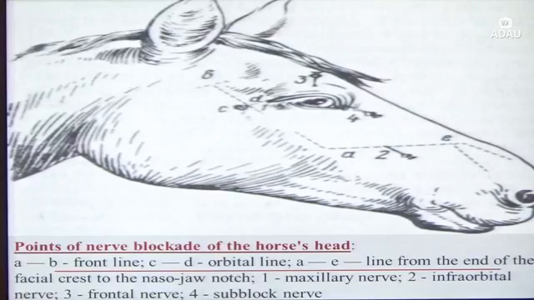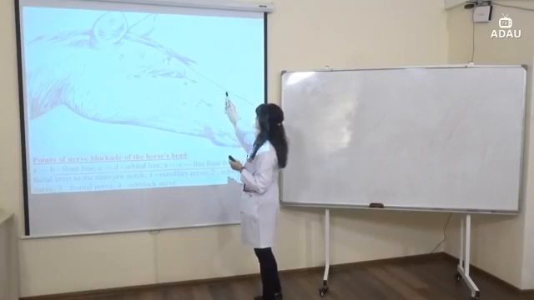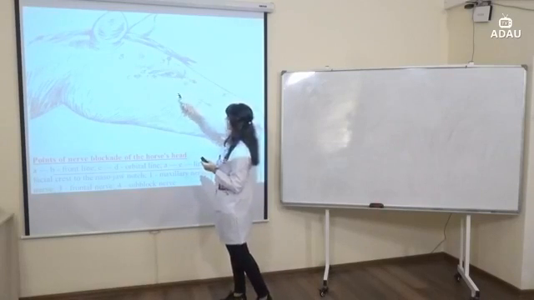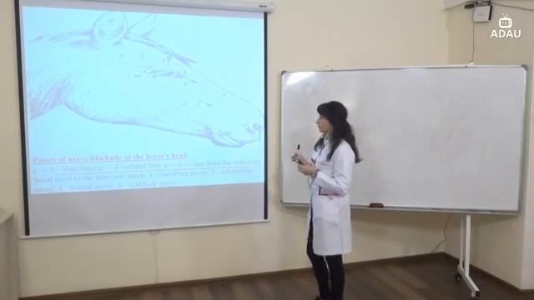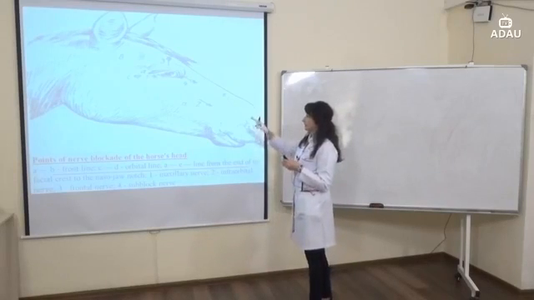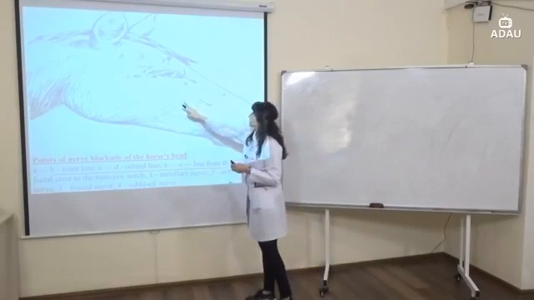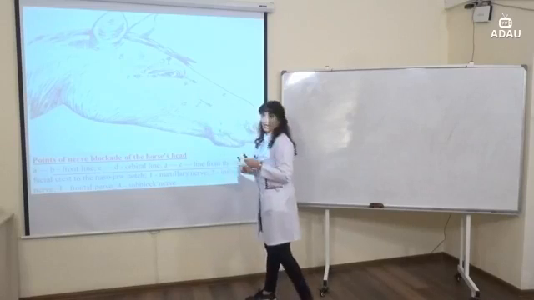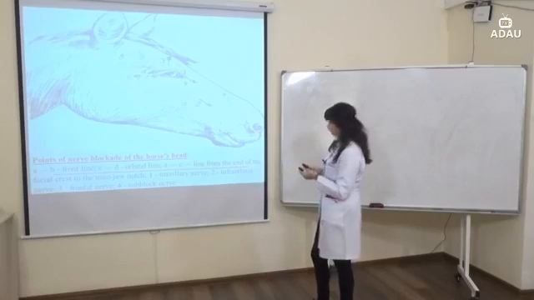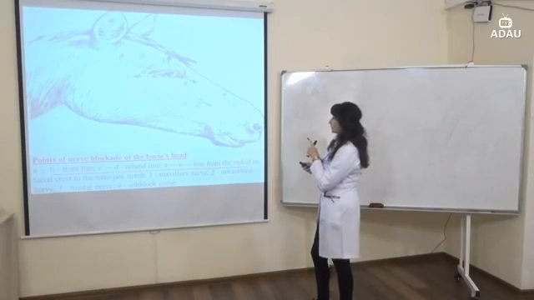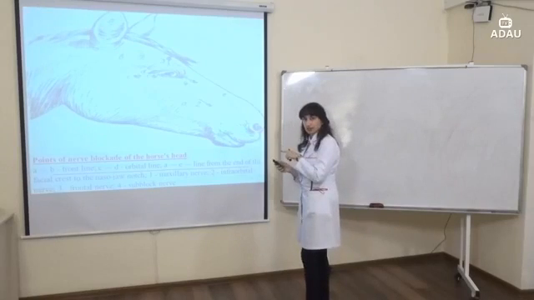We should know this innervation in horses because it has some places here, located in the interval between A and E. This is the infraorbital, this is the supraorbital nerve, this is the frontal nerve. We should know that the maxillary, mandibular, infraorbital and supraorbital nerves are located in the anatomical structure between this interval. These are the points of nerve blockade of the horse head, but the information is the same in cattle.